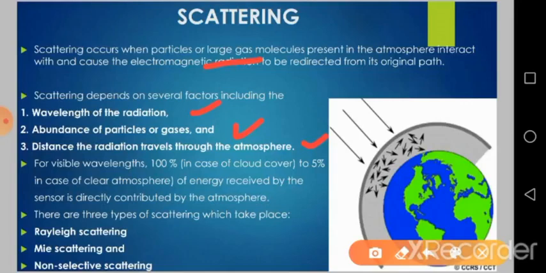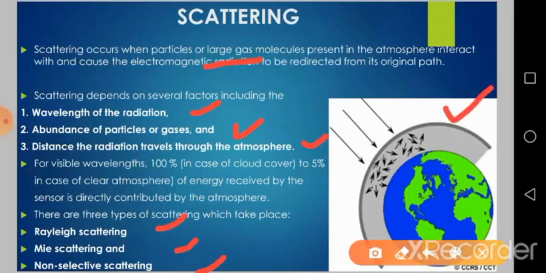For a visible wavelength, nearly about 100% to 5% of energy received by the sensor is directly contributed by the atmosphere. So we can understand the significant importance of the interactions of electromagnetic radiations with the atmosphere. If you take scattering, there are three different types of scattering, namely Rayleigh scattering, Mie scattering, and non-selective scattering.